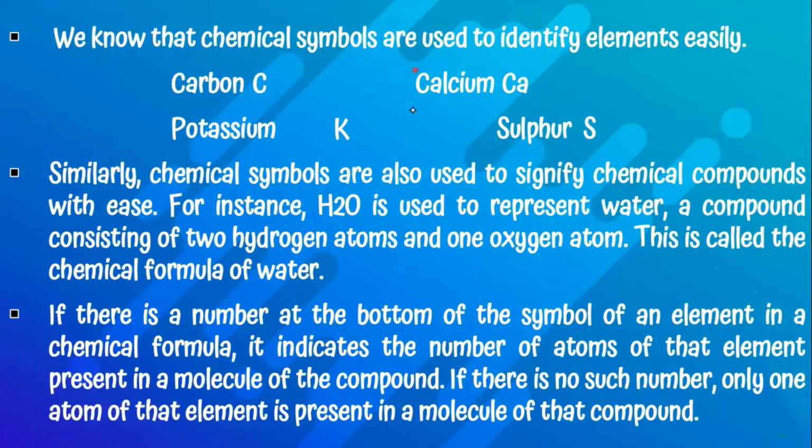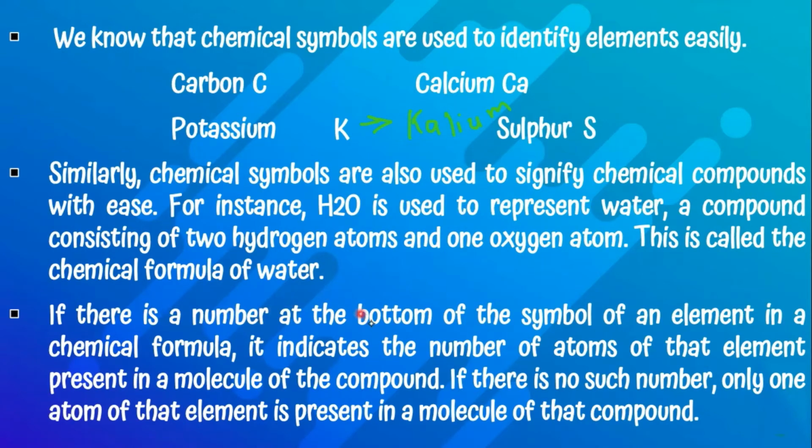We know that chemical symbols are used to identify elements easily. For carbon it's C, potassium it's K, K means kalium. This is sulfur and calcium Ca. Similarly, chemical symbols are also used to signify chemical compounds. For instance, H2O is used to represent water, a compound consisting of 2 hydrogen atoms and 1 oxygen atom. This is called the chemical formula of water.